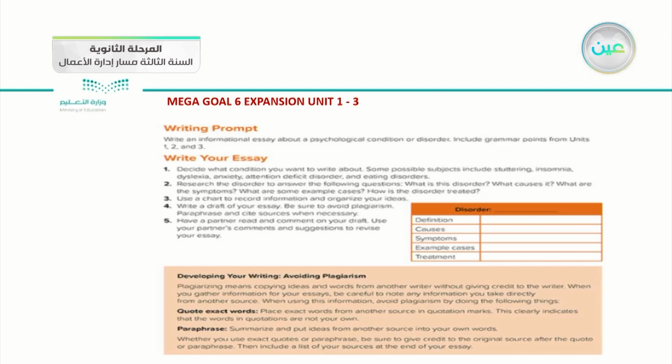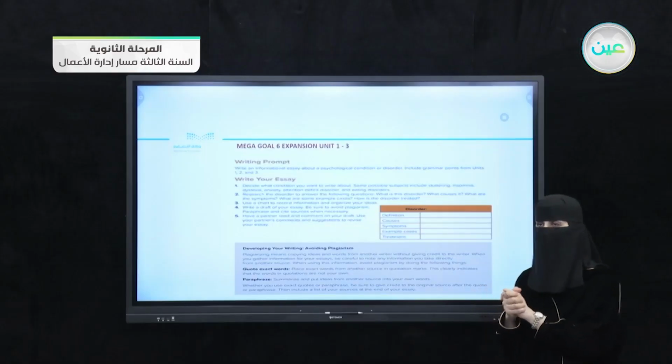Okay, they give you some steps. We should follow them when we want to write our essay. Look at the steps. Number 1, decide what condition you want to write about. So now our subject is talking about phobia. So you should decide which phobia or which kind you want to talk about, or what you want to write about.